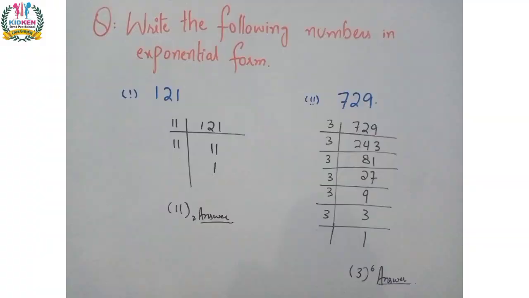So let's start our question, and the question is: write the following numbers in exponential form. In exponential form, simply you can take the factors by using LCM and write these in powers. So 121, we can take LCM and we have the solution 11 multiplied by 11, which is equal to 11 power 2. So we can write 121 in exponential form as 11 power 2.